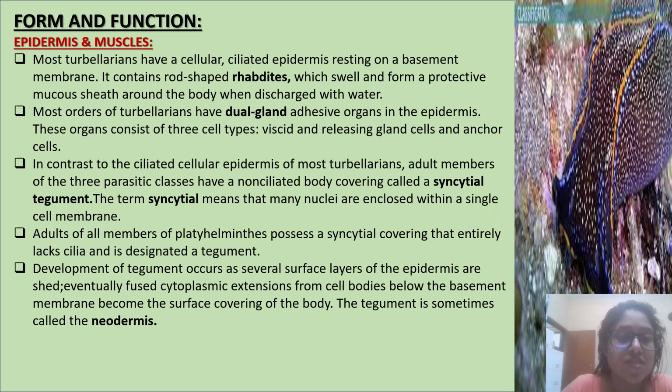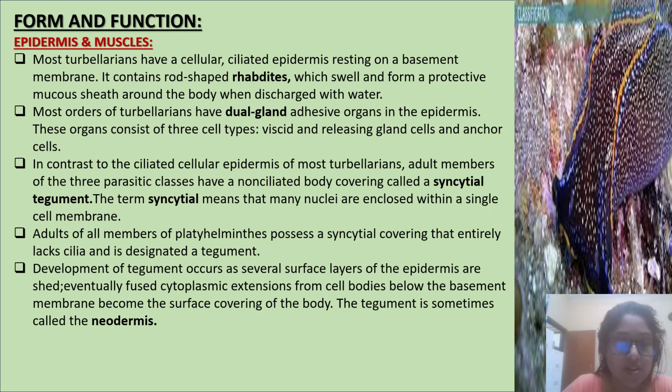In contrast to the ciliated cellular epidermis of most turbellarians, adult members of the three parasitic classes have a non-ciliated body covering called a syncytial tegument. The term syncytial means that many nuclei are enclosed within a single cell membrane. Adults of all members of Platyhelminthes possess a syncytial covering that entirely lacks cilia and is designated a tegument.